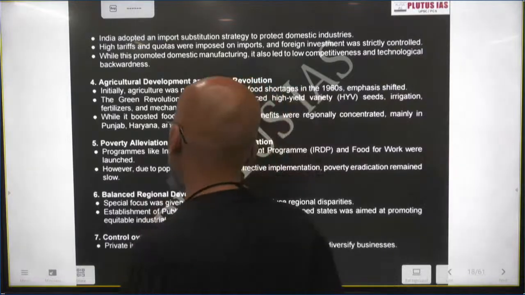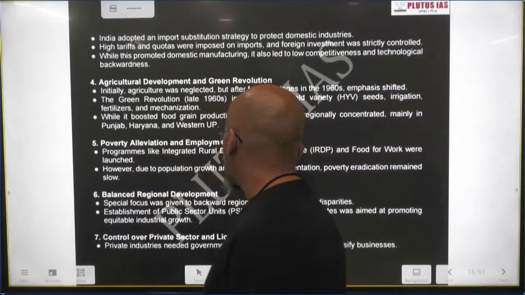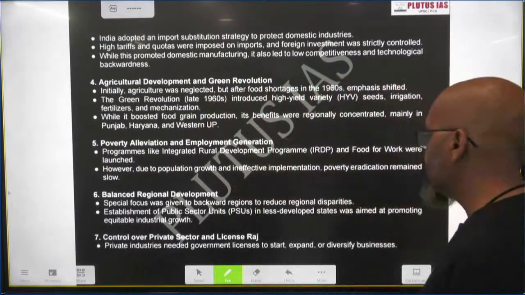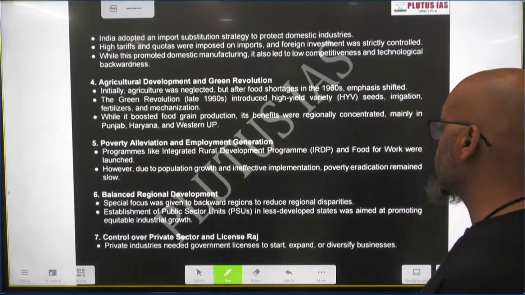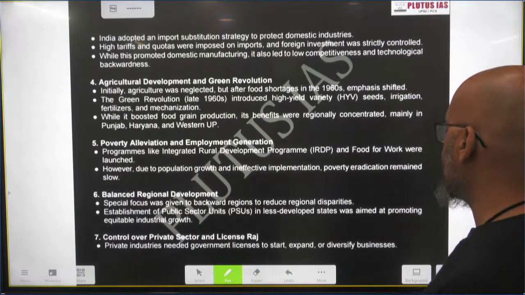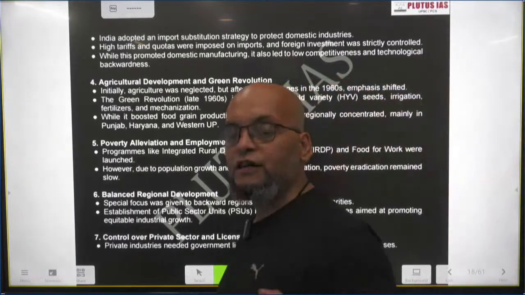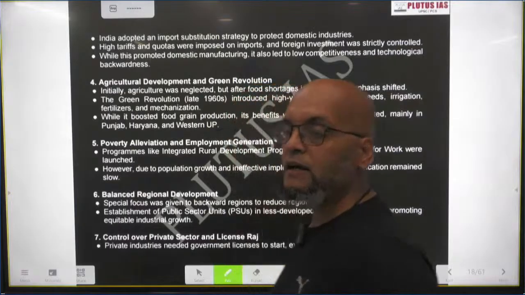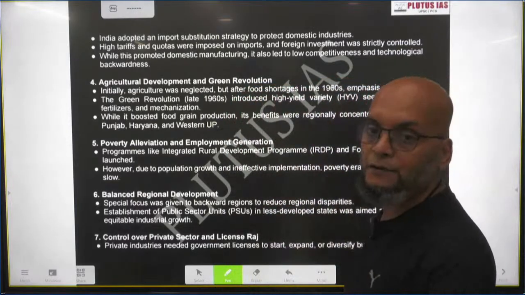Then balanced regional development. Special focus was given to backward regions to reduce regional disparities. Establishment of public sector units, that is PSUs, in less developed states was aimed at promoting equitable industrial growth. So even in less developed areas, industries and PSUs were set up so that those areas can grow.